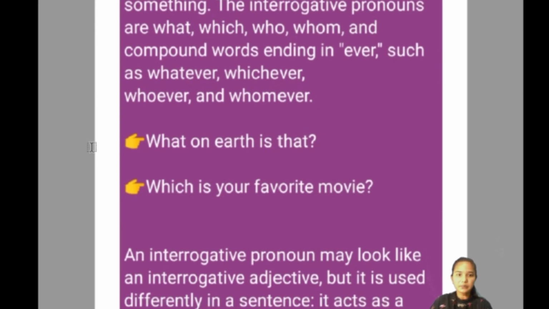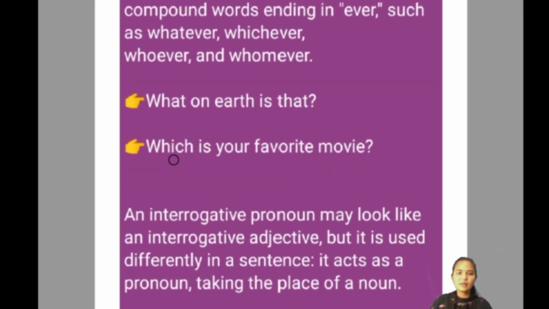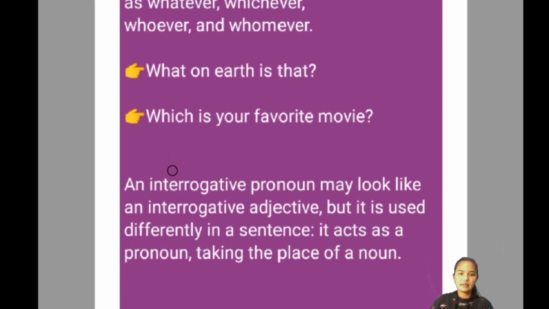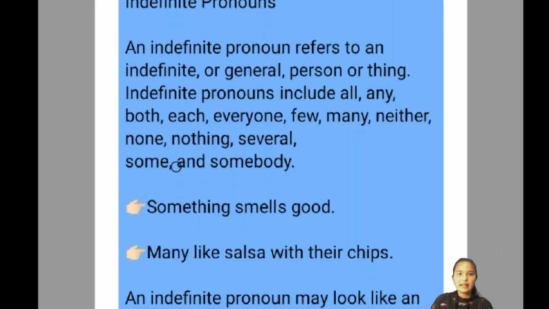Just like, what on earth is that? Which is your favorite movie? What's your name? What's your father's name? Okay, all these kinds of words may also act as interrogative adjectives, but it will be according to the requirement of a sentence, right?